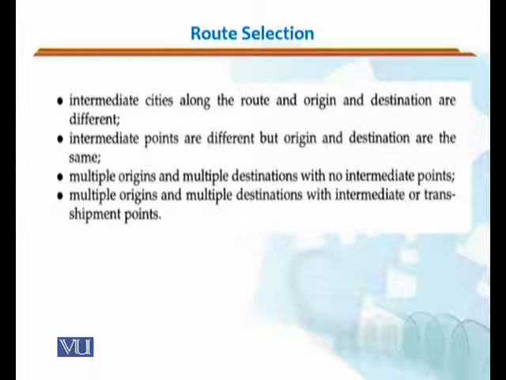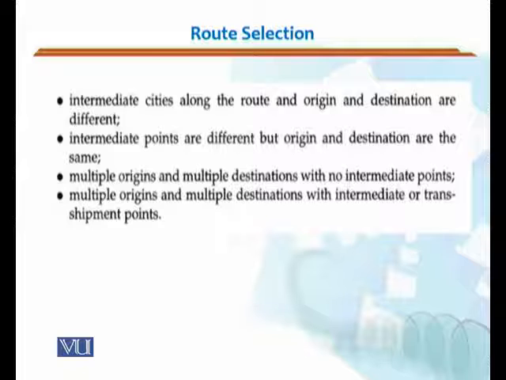Multiple origins and multiple destinations with no intermediate points. Direct distribution is there from one city to another city with no intermediate. When you say intermediate points, that means you could have some transshipment model in which there would be some warehouse or some distribution center or some terminal where your consignment or shipment would stay for some period of time. Multiple origins and multiple destinations with intermediate or transshipment points.